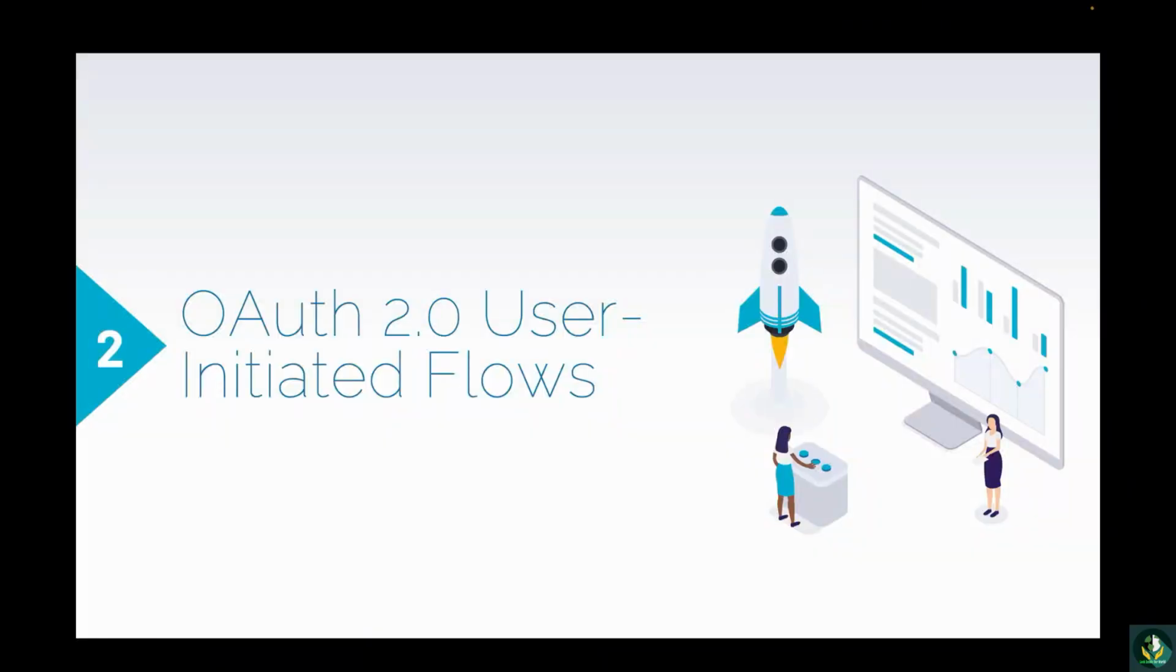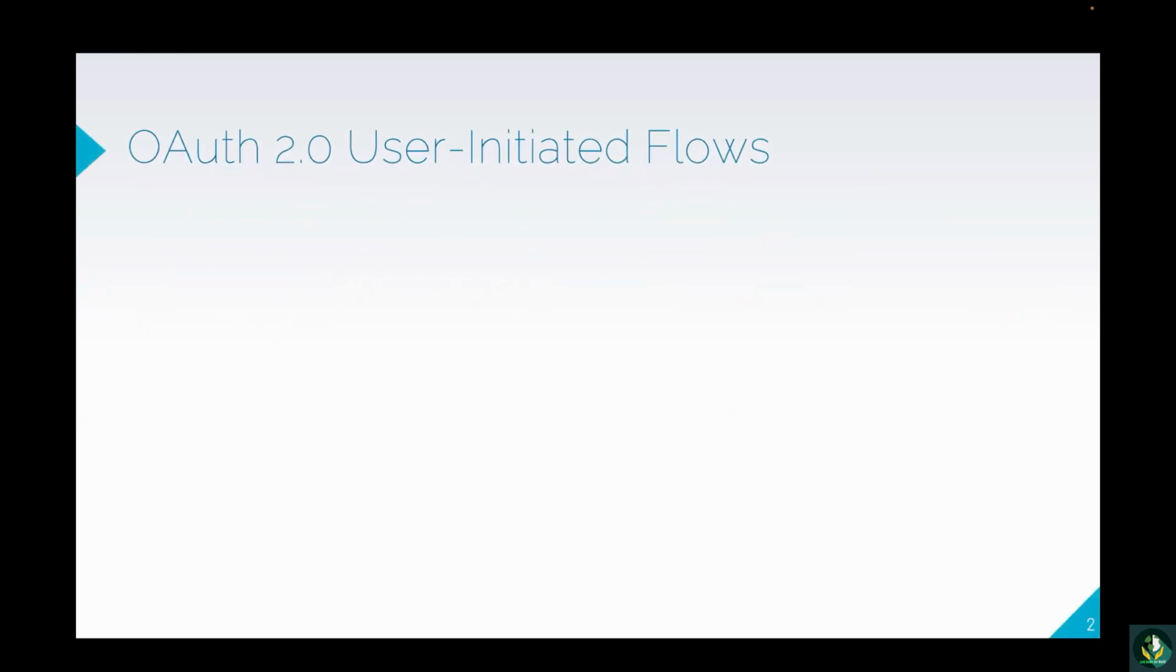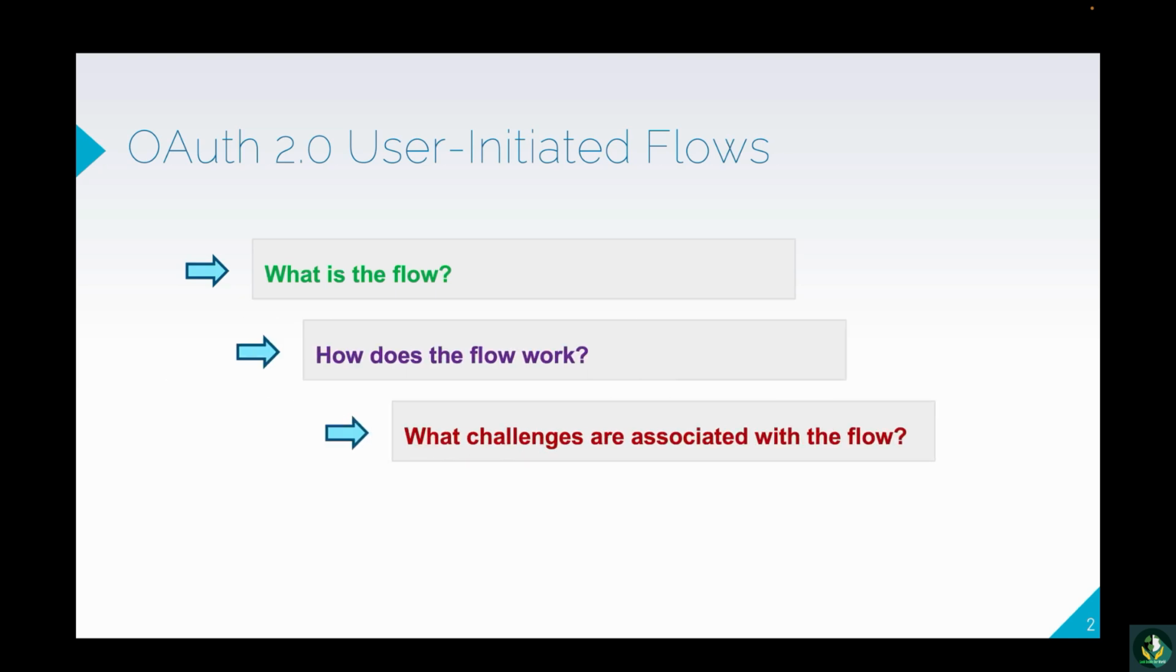In this chapter, we'll dive deep into all the user-initiated flows in OAuth 2, exploring scenarios where the user actively participates and initiates the flow. We will cover what they are, how they work, the challenges associated with each, and most importantly, when to use each flow.